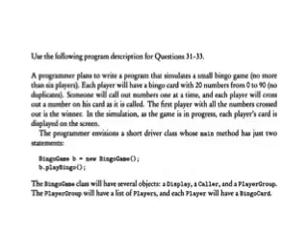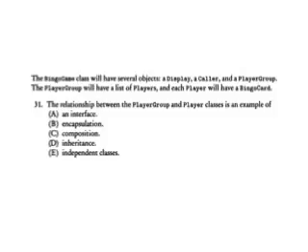Okay, now once we get such a sketch or brief imagination of what the implementation of the classes of this bingo game could be, let's see what kind of questions we need to deal with for this exam. The bingo game class will have several objects: a display, a caller, and a player group. The player group will have a list of players, and each player will have a bingo card. Now, question 31. The relationship between the player group and player classes is an example of what?